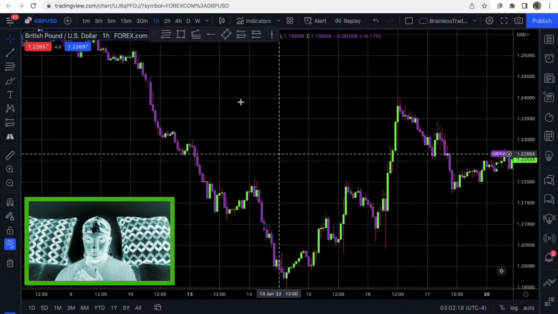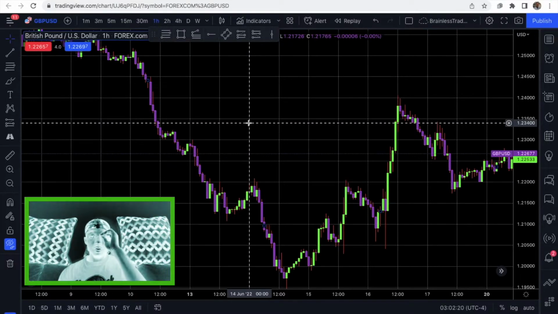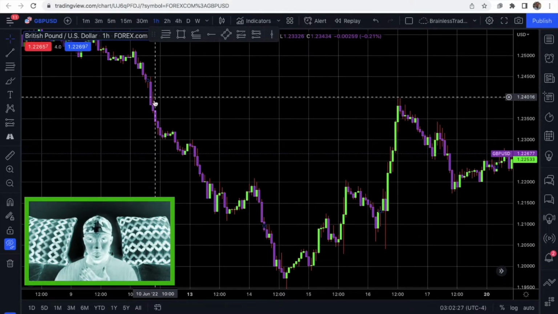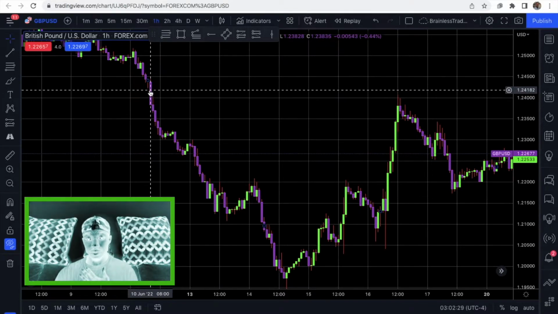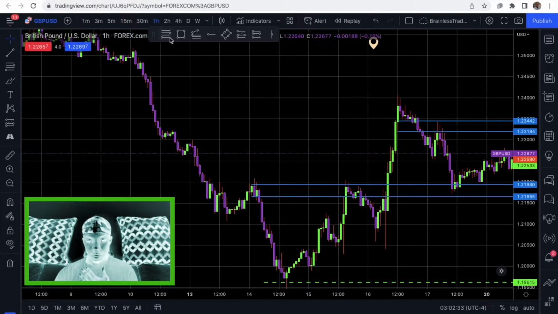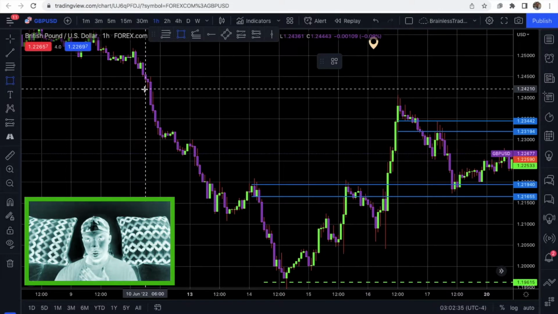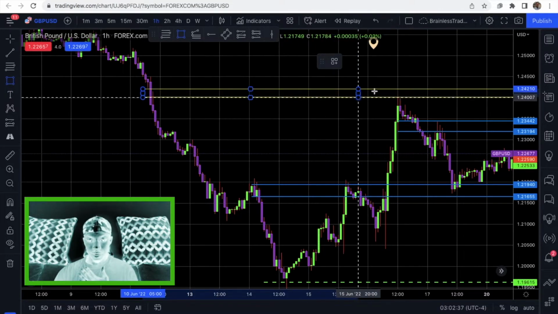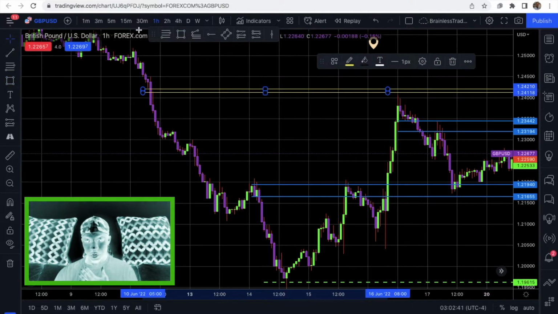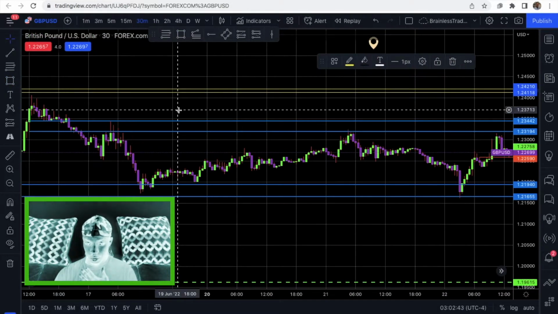First off, we know that ICT likes to talk about how price will aim at fair value gaps. These are imbalances in the market where price does not trade completely back into, and so it creates essentially a gap, right? I like to use this little rectangular box to notify myself of those gaps. And you can see price tried to trade close to that gap.